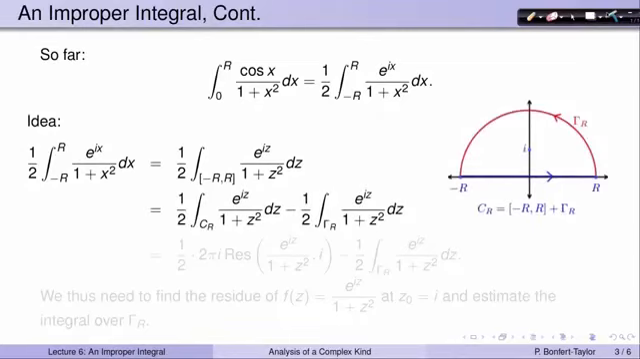So here's the next idea. This is the closed curve over which we're going to integrate. We're going to first integrate over the line segment from negative R to R, and then go around the semicircle from R to negative R. So that's our curve C_R. C_R is the line segment together with that semicircle Gamma_R.